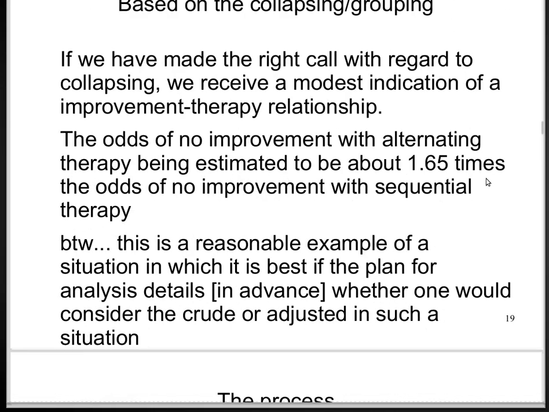So, this is an example of a circumstance in which the investigators would be somewhat torn about how to report if this were thought to be the definitive analysis. So if we made the right call with regard to collapsing, we get a modest indication of a relationship between improvement and chemotherapy, right? Yeah. Very borderline though, right? Okay.